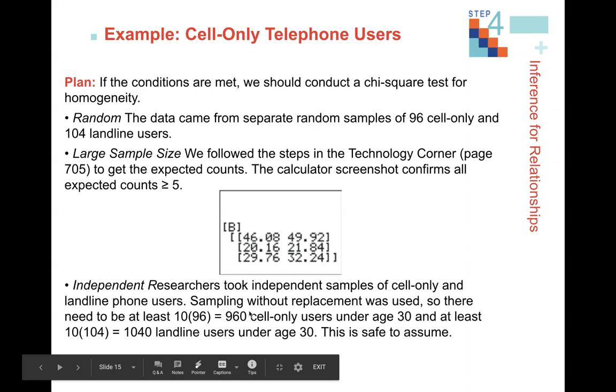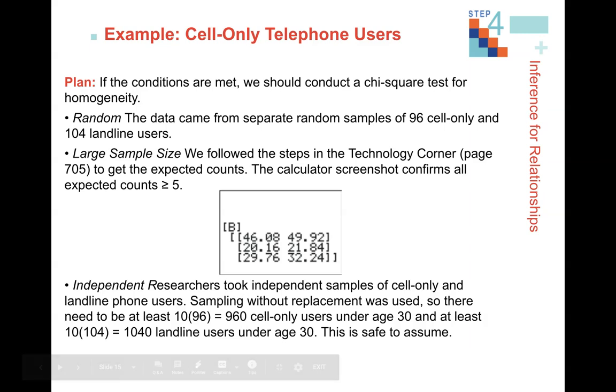need to be at least 960 cell-only users under age 30 and at least 1,040 landline users under the age of 30. This is safe to assume. Now, notice how there's two different things in independence. That's what I've been teaching you for the last couple chapters, right?